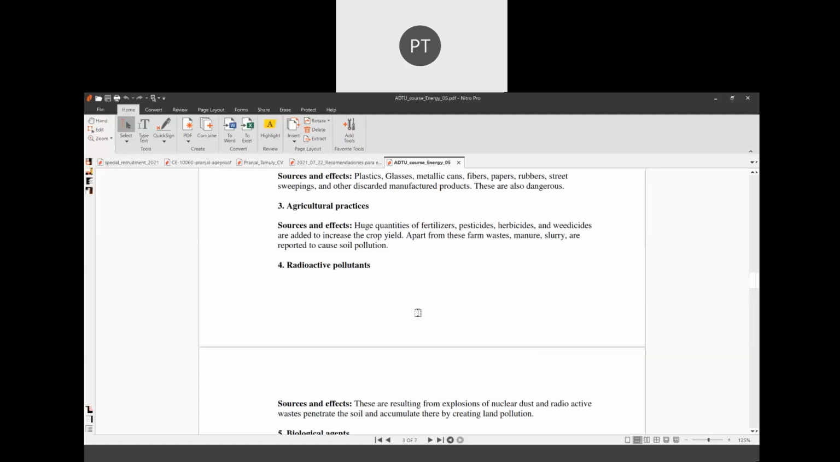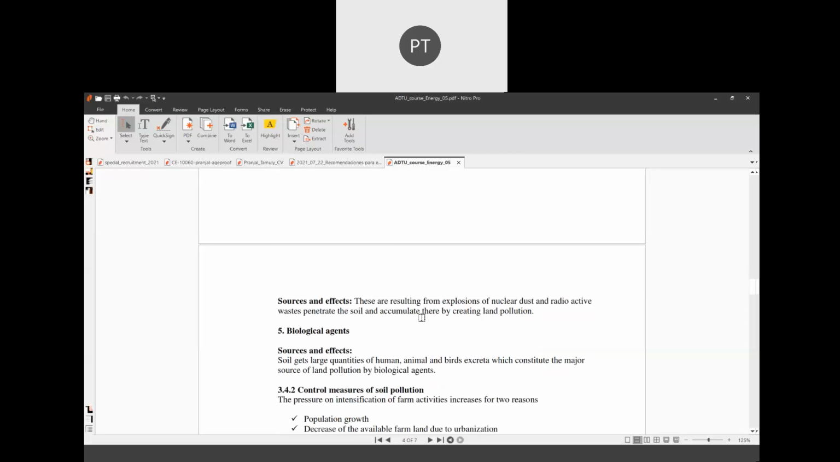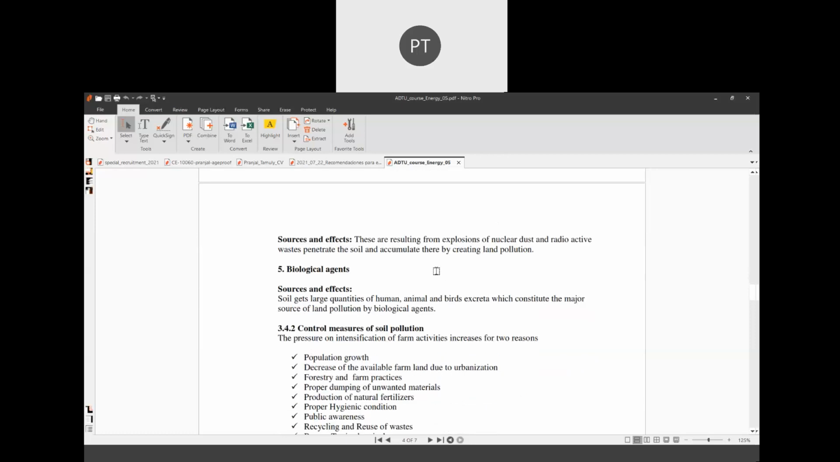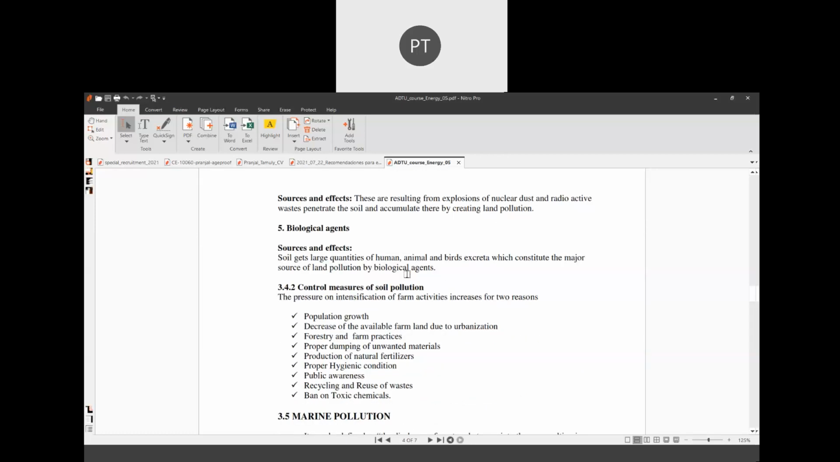Radioactive pollution. So due to conducting these nuclear tests, we have generated a vast amount of nuclear dust which contains radioactive elements. So these elements create a huge problem by creating soil pollution. Another source is from biological agents. Soil gets large quantities of human excreta, which constitute a major source of land pollution by biological agents.